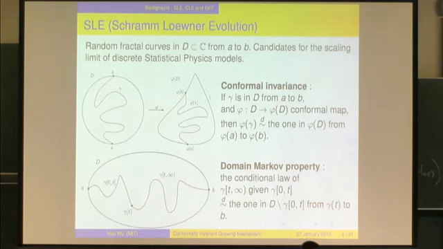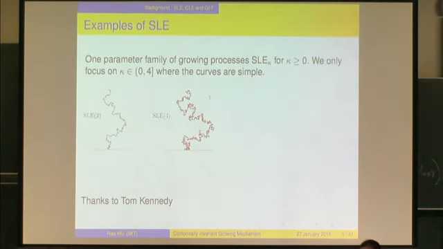In fact, it is proved that there exists only a one-parameter family, SLE kappa, that satisfies both conformal invariance and domain Markov property. For kappa between 0 and 4, that corresponds to a simple curve, and this is the case we will focus on in this talk. So I won't talk about other intervals for kappa.